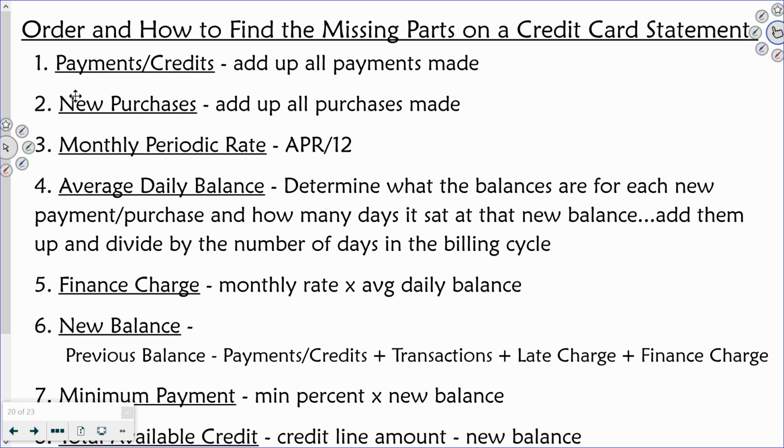So step 1, payments and credits. You add up any payments that you make. Step 2, add up all the new purchases. Step 3, your monthly periodic rate. You take your APR and divide it by 12. Step 4, average daily balance. Honestly, the hardest part of this whole thing is right there at number 4. You're like, 4 days it was this one, 6 days it's at this balance, and so on. We're going to have to use the fingers and count today. Kind of like telling time, where I'm always like, use your fingers, guys.